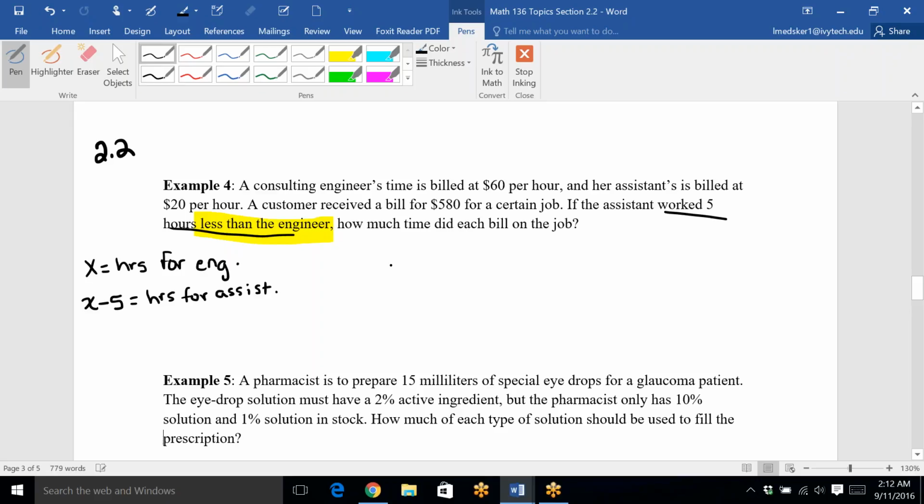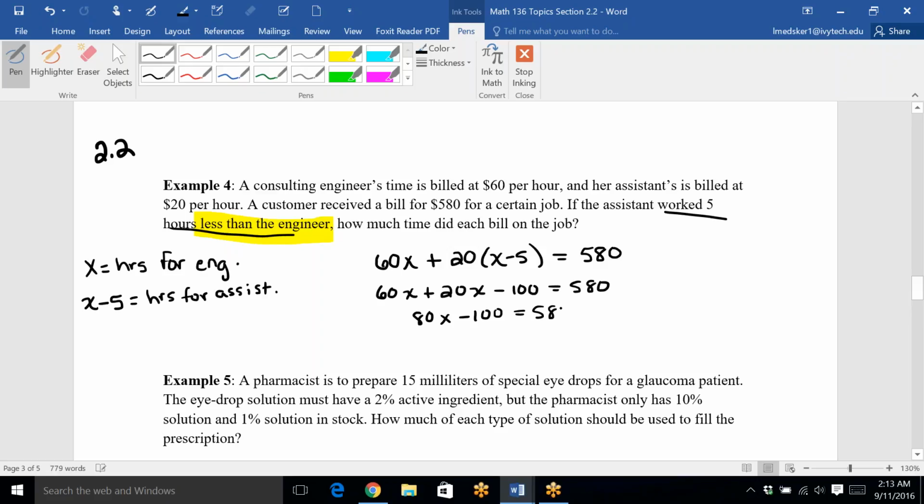Okay, so then we know that the engineer made $60 an hour, so that's 60 times X, plus the assistant made $20 for every hour that they worked, which is 5 less than the engineer, and the total bill was for $580. Distribute the 20. Go ahead and add like terms. Add the 100 over, and then divide by the 80.